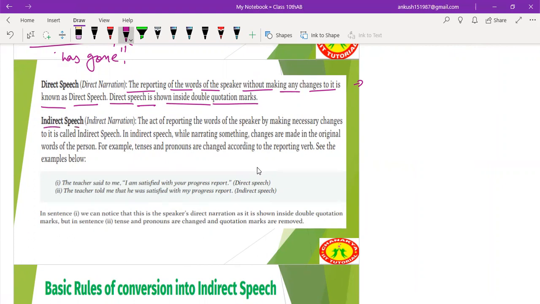The second thing is indirect speech. What is indirect speech? For example, I am giving over here: I said to Mohan, "I am busy now." Can you read this sentence for me? I said to Mohan, I am busy now. This is direct speech, because my words are not changed at all. They are written in between the inverted commas. Have you got it?